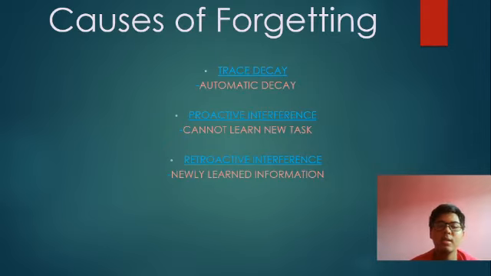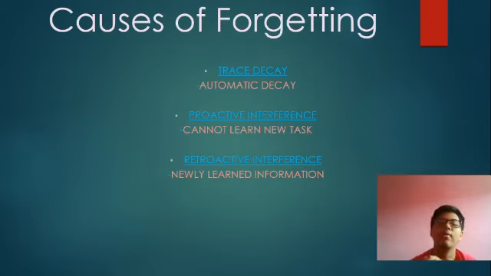Then the second one is proactive interference, which means that the person cannot learn new tasks due to the old tasks that hold the memory. As a result, the person is unable to remember new things or learn new things because it is being held by the old tasks that cause him to be unable to learn about new things.